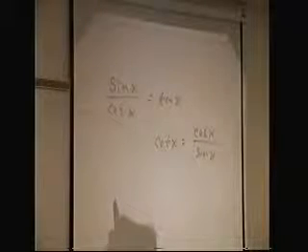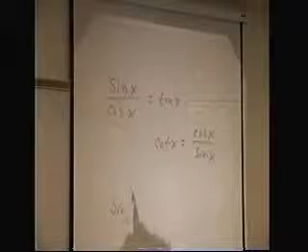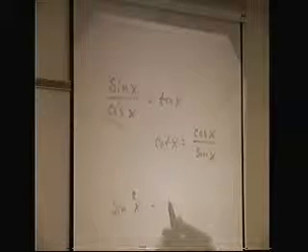What was our other big trig identity? Sine squared x plus cosine squared x equals 1. From this one and this one, we can get some more. And this one too. Watch this.